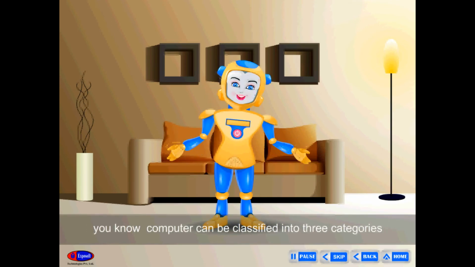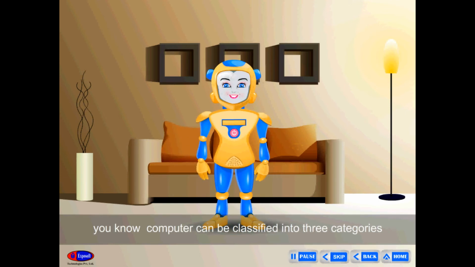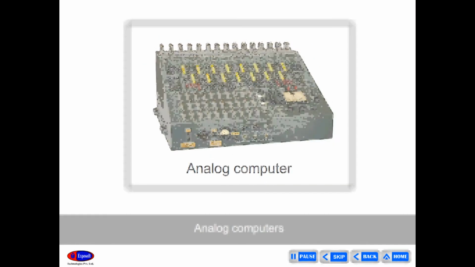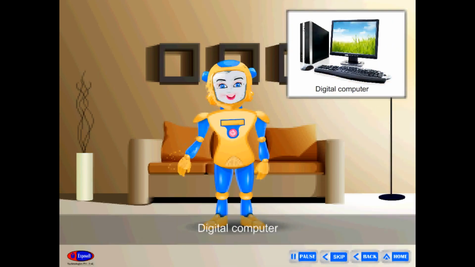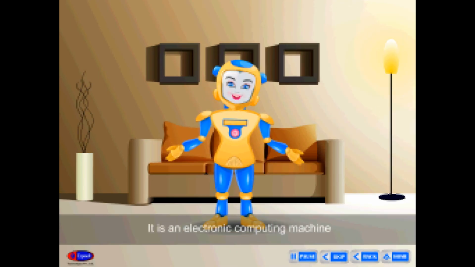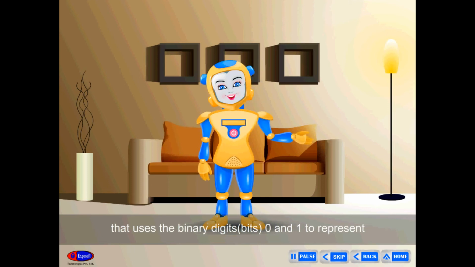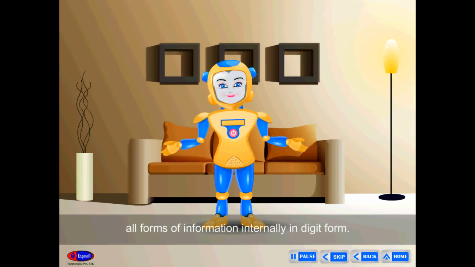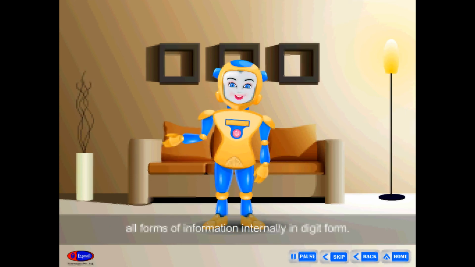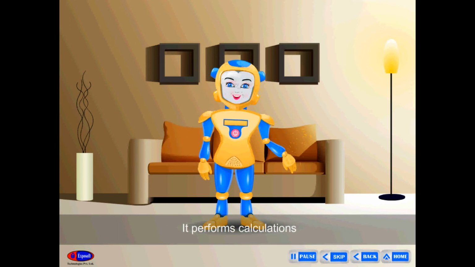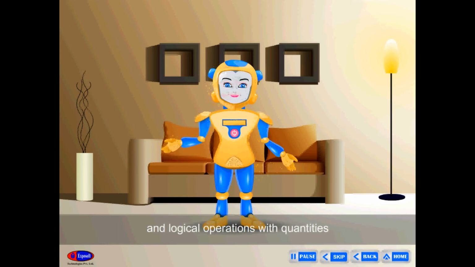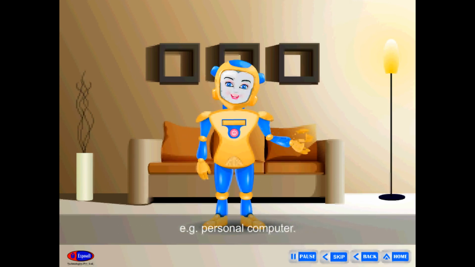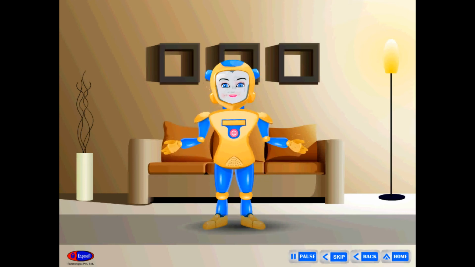Friends, computers can be classified into 3 categories based on their mode of operation. They are digital computers, analog computers, and hybrid computers. Digital computers. It is an electronic computing machine that uses the binary digits, bits, 0 and 1 to represent all forms of information internally in digit form. It performs calculations and logical operations with quantities represented as digits in the binary number system, for example, a personal computer.